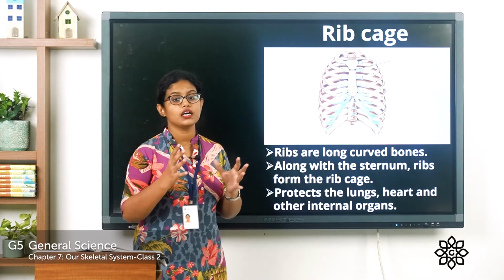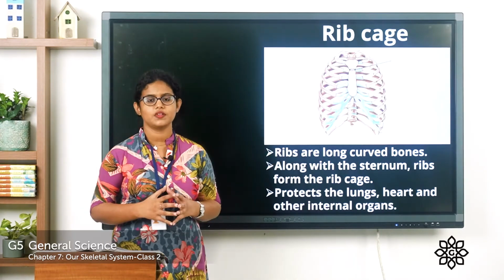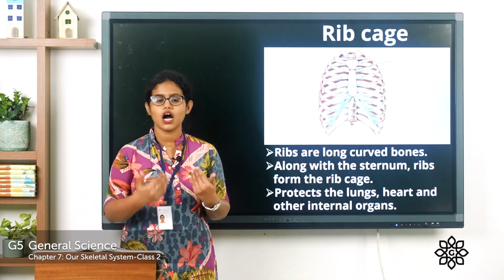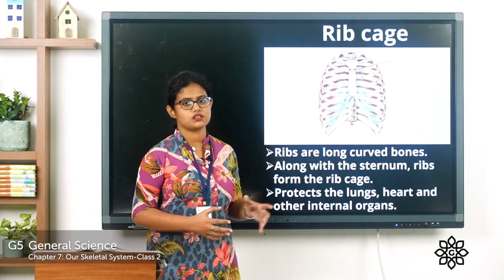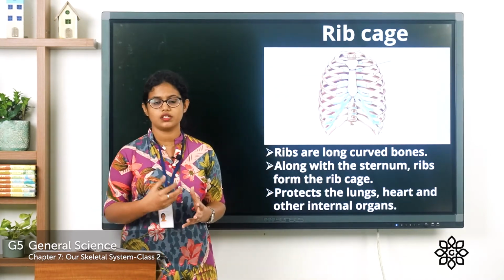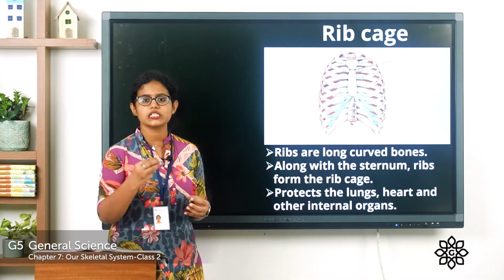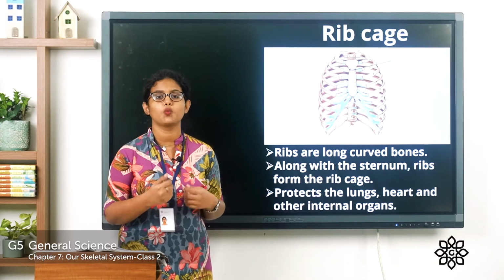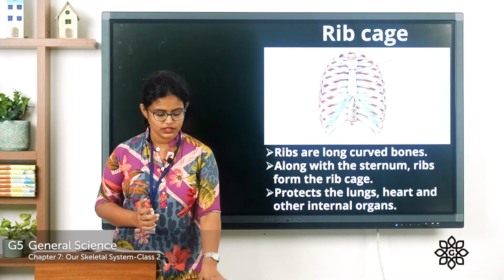This is the rib cage, and it is located in the chest region. The rib cage protects our internal organs like the heart, lungs, etc. These curved bones, our ribs, are flexible. These are flexible bones, and that is why we are able to move our chest when we breathe. So that is about the rib cage.